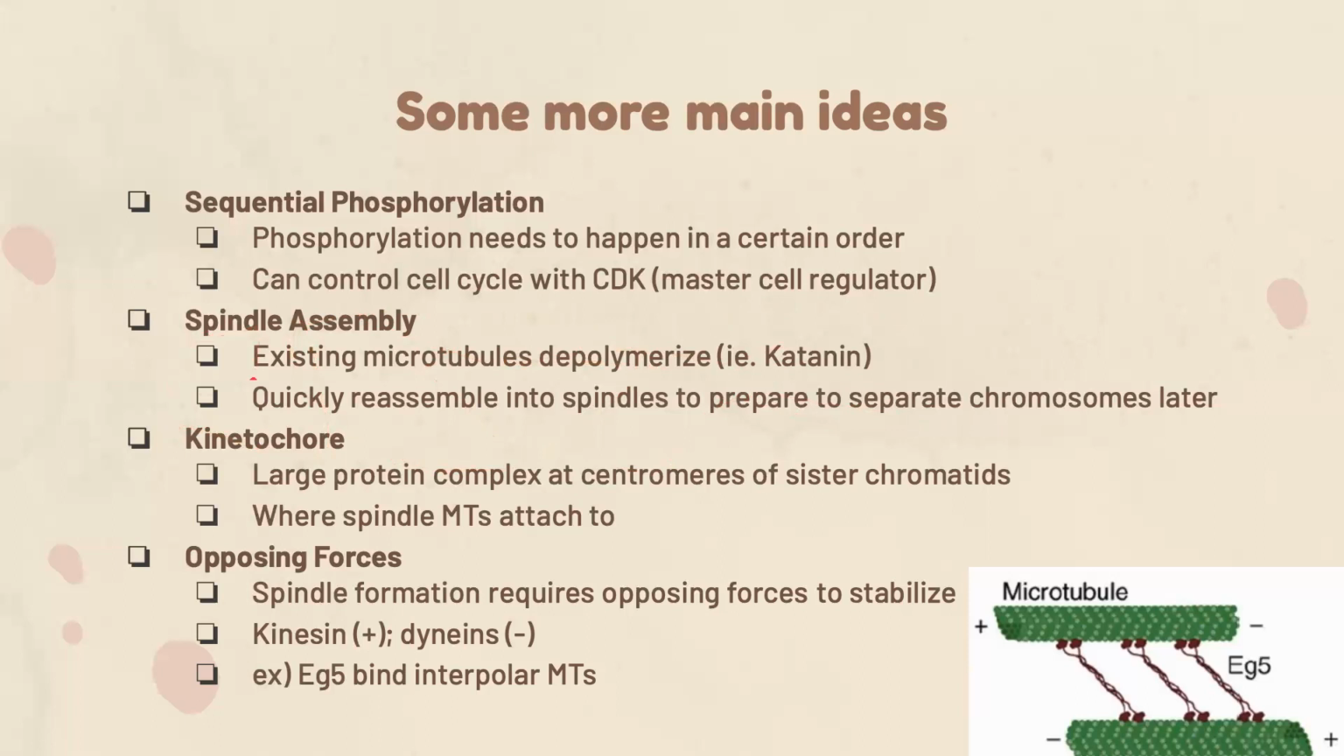But connected to spindles are your kinetochores. They are large protein complexes at the centers of the sister chromatids. That's where spindle microtubules specifically attach. And then also opposing forces. I know a lot of people get confused about this, but opposing forces are required in order for spindles to be stable. You have push and pull, where the spindles are pushing and pulling against each other using kinesins and dyneins, because they're moving in opposite directions, in order to stabilize and offer tension within a cell.